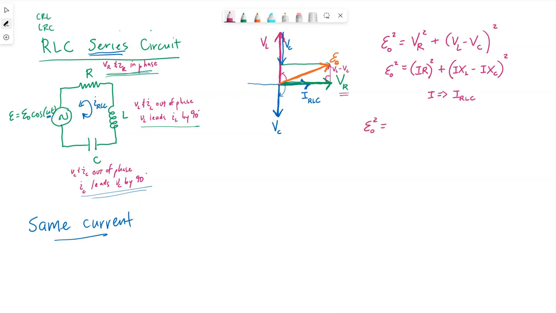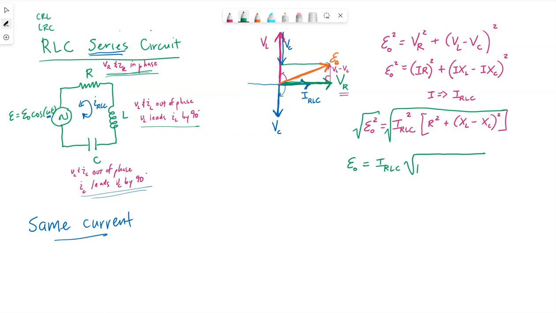So I could write it this way. The current is the same for all of them, so I could factor that out. That would leave me with an R squared plus this quantity of XL minus XC squared. If I take the square root of both sides, I get this maximum source voltage is equal to I_RLC times the square root of R squared plus this quantity of XL minus XC squared.